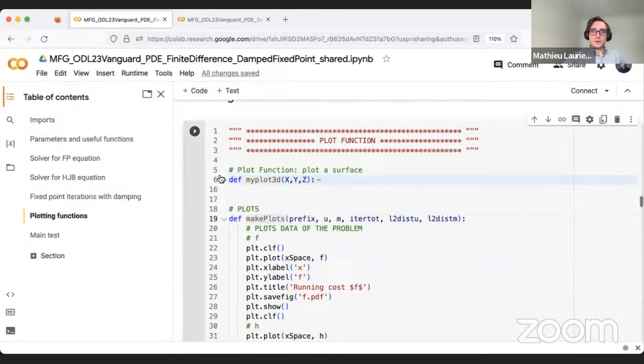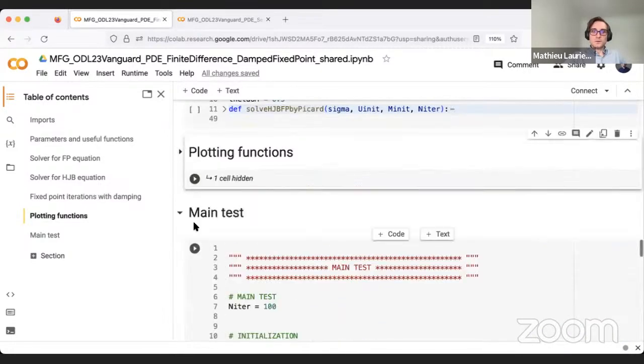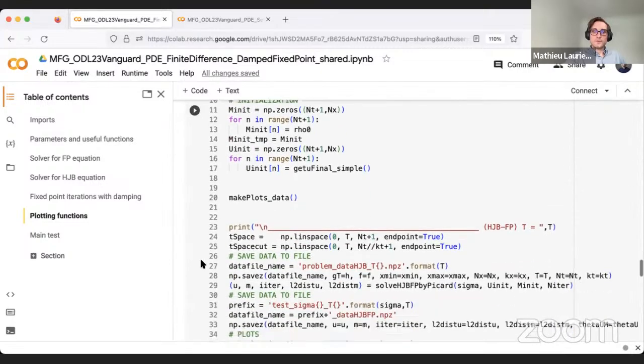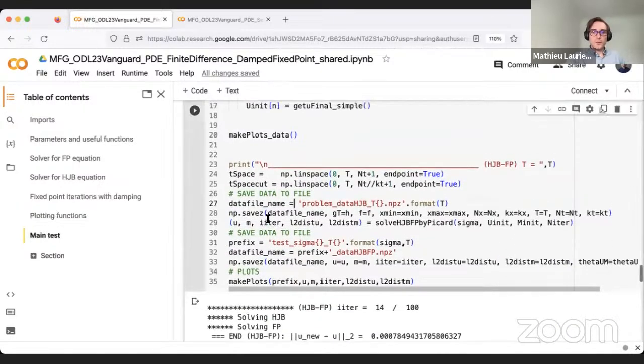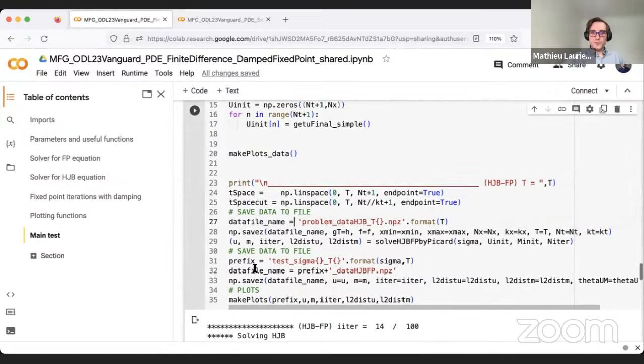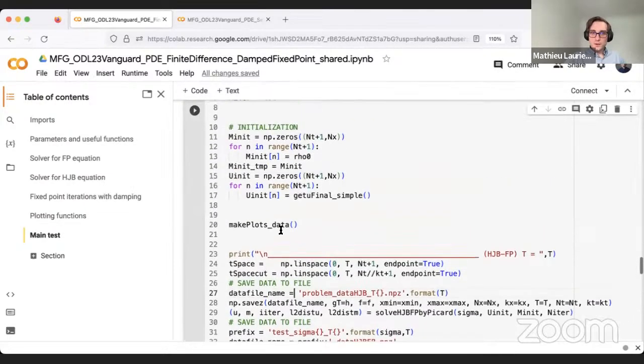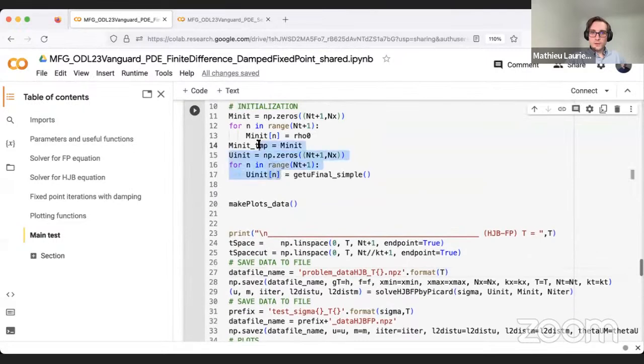Okay, plotting function, I will skip this. This is just to show the results. And then you have the main test. So now the main test is pretty simple because you just call, let's see, this is for initialization. So here I initialize by taking M equal to M0 at every time step, and I take U equal to the terminal cost at every time step.